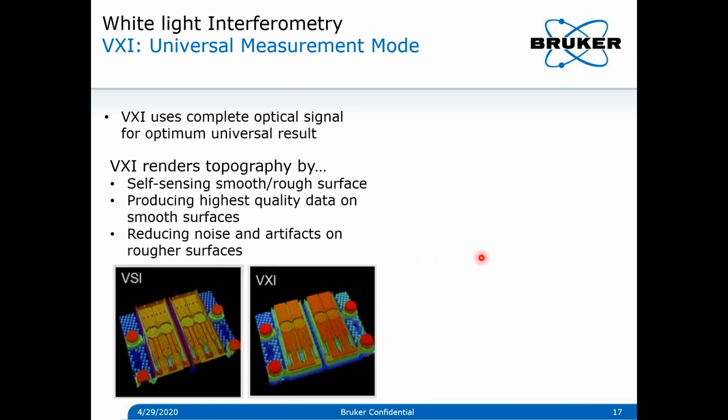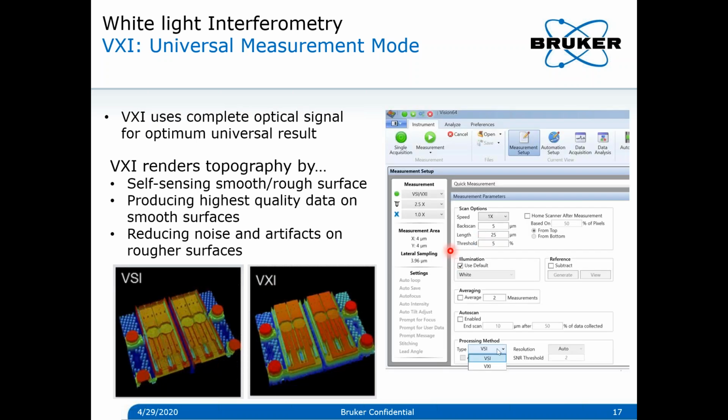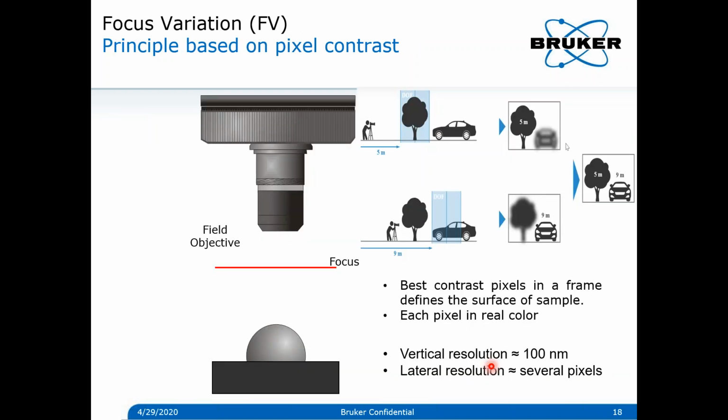And how can we do this? If you are familiar with Vision, you can use the measurement option over here, in which VSI and VXI are given in the same drop-down menu, and then you can select the processing method as VXI. So this says that the VSI and the VXI measurement method is the same, but the algorithm is going to be different. Because of that, there will be a little bit of extra time taken during this measurement.